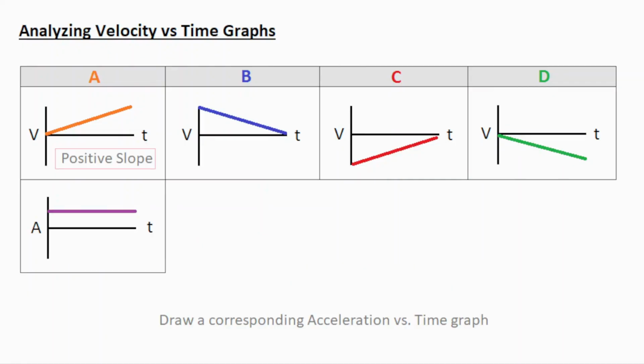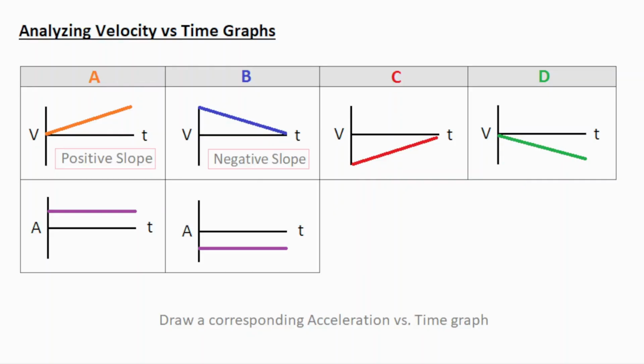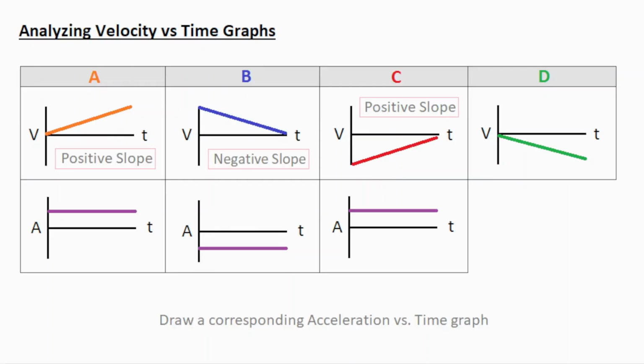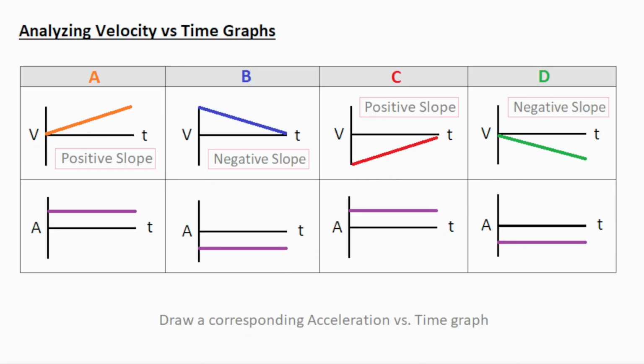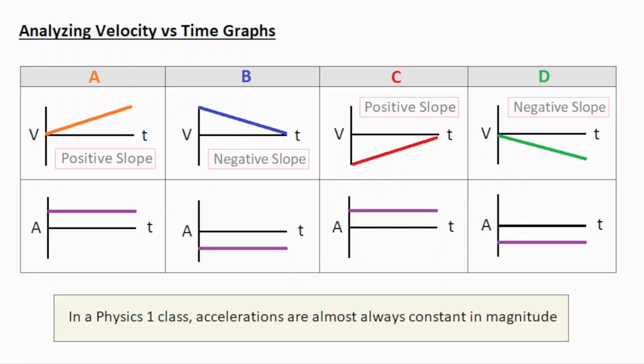So for scenario A, we have a constant positive slope, so we should graph a constant positive acceleration. Graph B is a constant negative slope, so a constant negative acceleration. C, another constant positive acceleration, and D, another constant negative acceleration. In Physics 1 classes, accelerations are almost always constant in magnitude. If the acceleration is changing its value over time, that would connect to calculus, and that is likely not in a Physics 1 course.